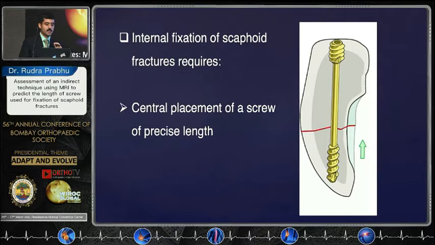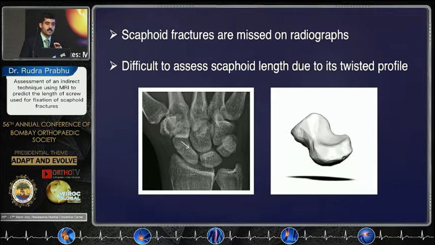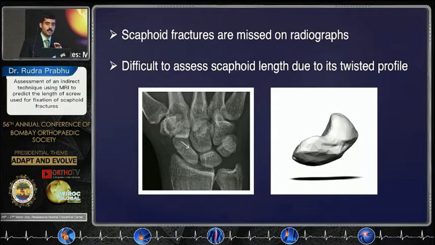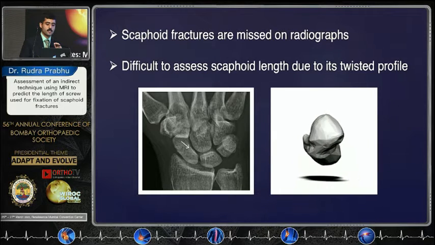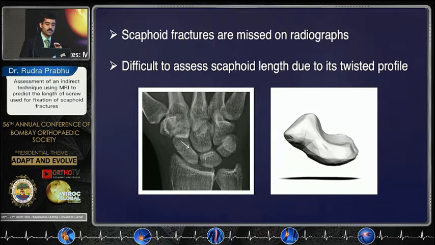Internal fixation of scaphoid fractures requires central placement of a screw of precise length. Scaphoid fractures are often missed on radiographs, and it is difficult to assess the scaphoid length on radiographs due to its twisted profile.